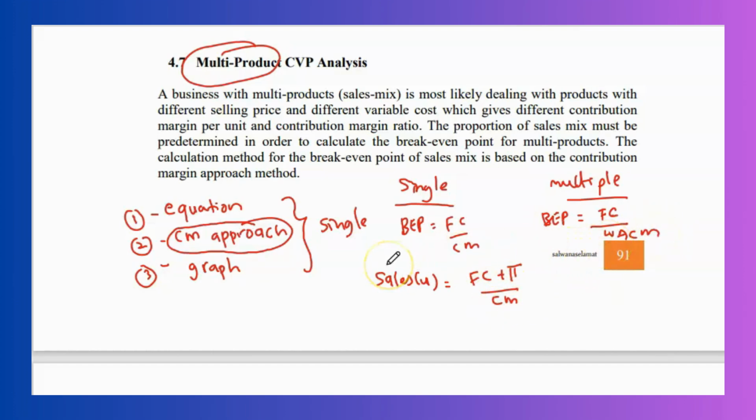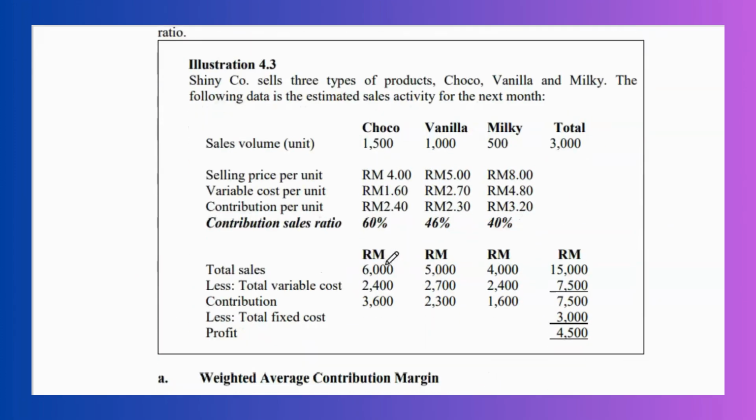Look at illustration 4.3. Let's say the company has 3 products: cocoa, vanilla and milky. The sales volume is stated here. This is the number of unit sales. The selling prices are different: 4 ringgit, 5 ringgit and 8 ringgit. The variable cost is also different for each product, and of course, it creates a different contribution margin for each product. The contribution margin is the selling price minus the variable cost. And here you can get the CS ratio, the contribution sales ratio.